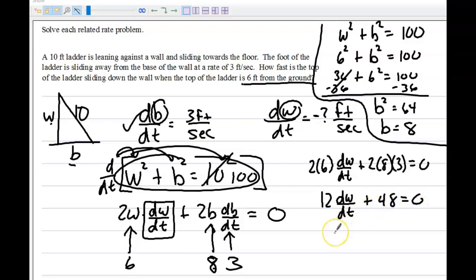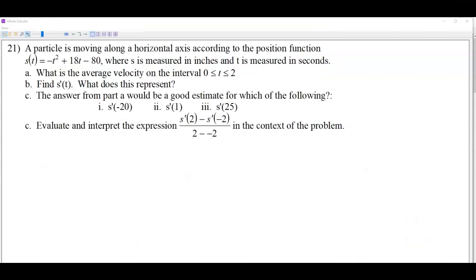Minus the 48 on both sides and divide by 12, you're going to end up with negative 4, and that's going to be in feet. All right, so number 21.